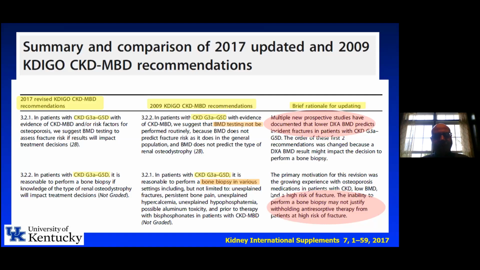Instead of having a specific indication for the biopsy as in 2009, they just moved to a simple statement: you can do bone biopsy if knowledge of the type of renal osteodystrophy will impact the treatment decision. So again, they tried to be more practical. If you think that bone biopsy will help in the approach and treatment decision, yes, you can do it.